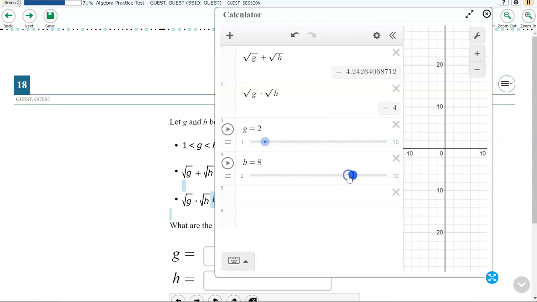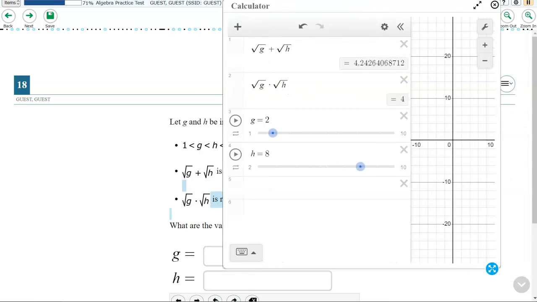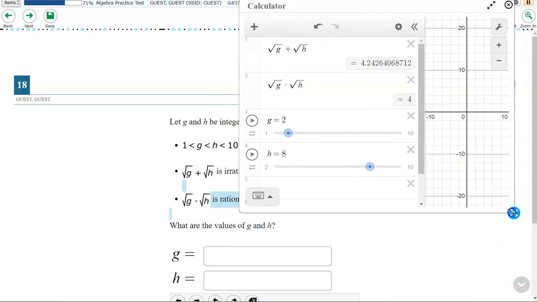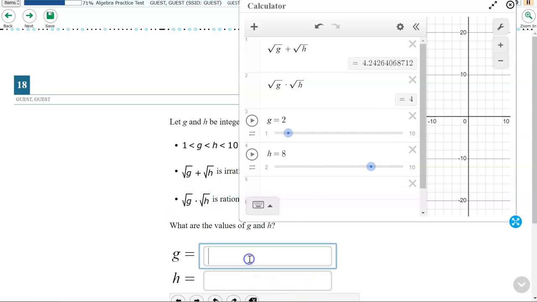There it is. So if G is 2, the square root of G plus the square root of H is definitely irrational. That's bad. But the product, the square root of G times the square root of H, is rational. So G needs to be 2 and H needs to be 8. So let me move this up a little bit. So here you're going to type a 2, and here you're going to type an 8. So now you know about sliders. If you're not using them, there are quite a few items actually on this test where these sliders can help.